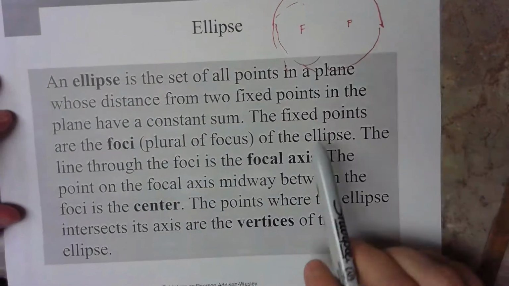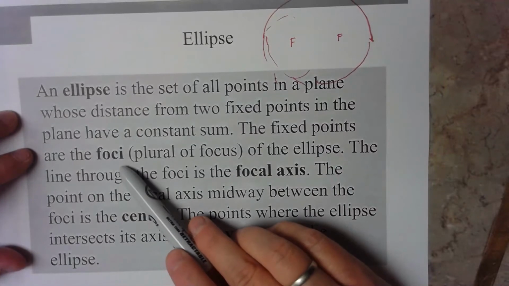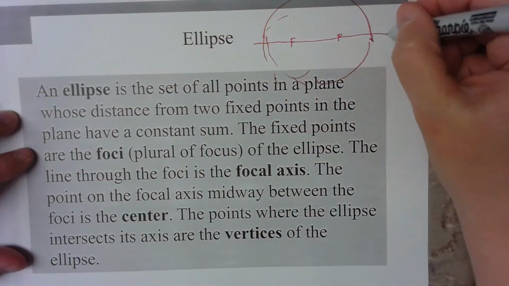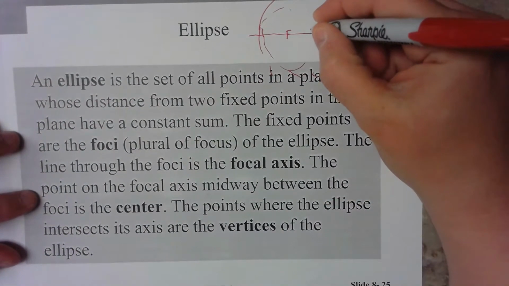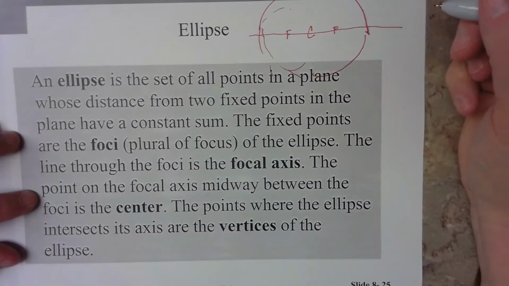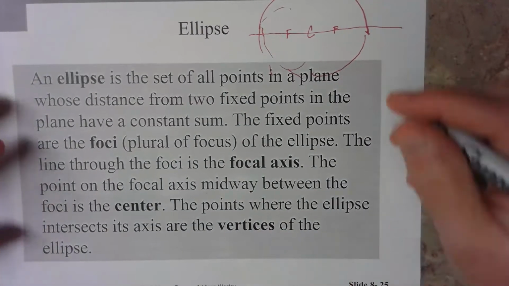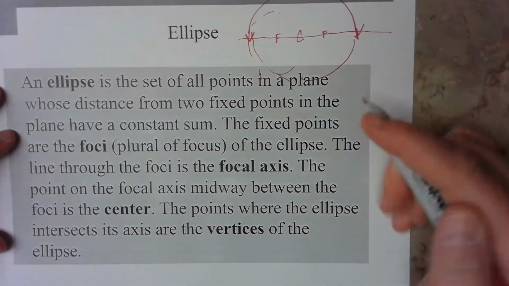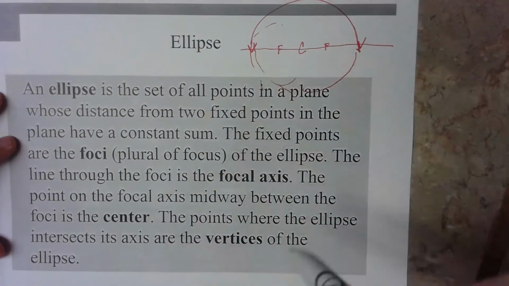So these 2 points are the fixed points. My fingers didn't move. Those are called the foci. The line through the foci is called the focal axis. The point on the focal axis midway between the foci is the center. And the points where the ellipse intercepts its axis are the vertices. So here's one vertex, here's the other vertex. So center, 2 foci, 2 vertices.